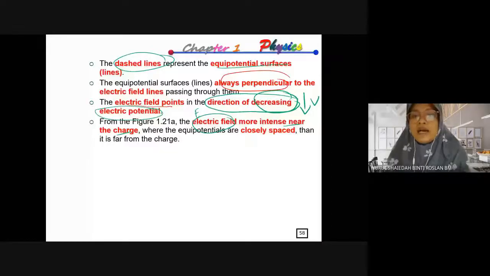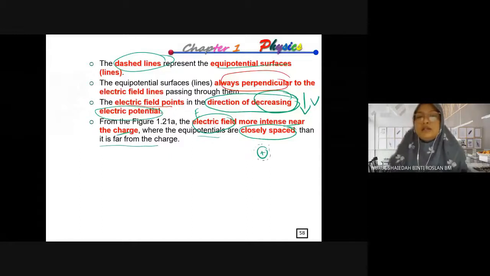Okay, the electric field is more intense, more intense near the charge. So that's why you draw the dotted lines closer together near the charge. The equipotential lines are closely spaced near the charge, then far apart when far from the charge. Like in the earlier picture, when you put a positive charge, they are closely spaced. But when further away, they are not close. Okay, so VA equals VB but does not equal VC.